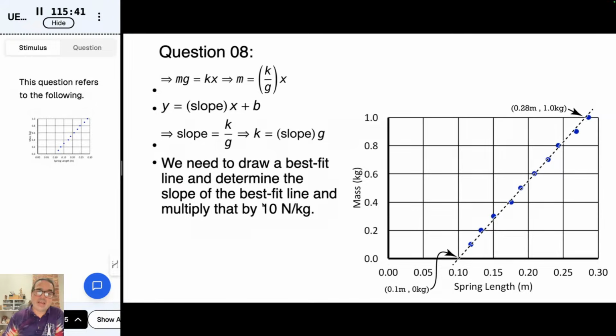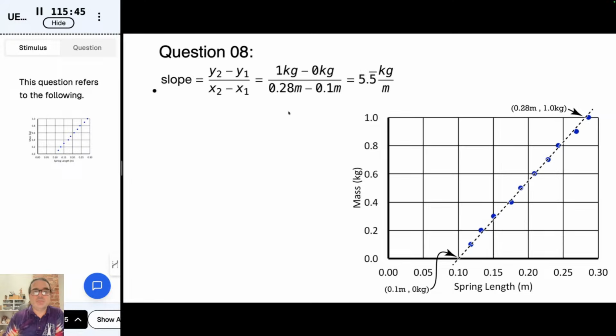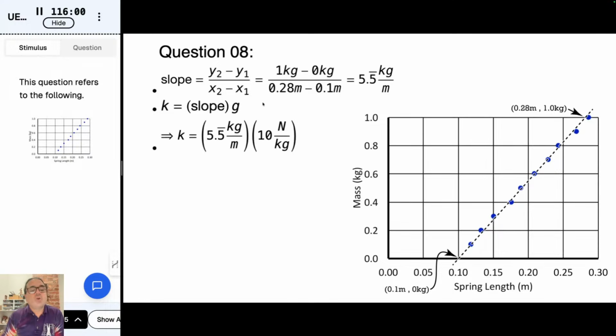So we can now figure out what the slope of this line is. It is 1 kilogram minus 0 kilograms divided by 0.28 meters minus 0.1 meters, or 5.5 repeating kilograms per meter. Again, the spring constant is equal to the slope times the acceleration due to gravity. So we multiply 5.5 repeating kilograms per meter times 10 newtons per kilogram. The kilograms cancel out, and we get roughly 56 newtons per meter.